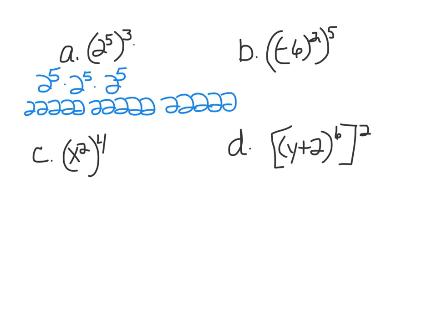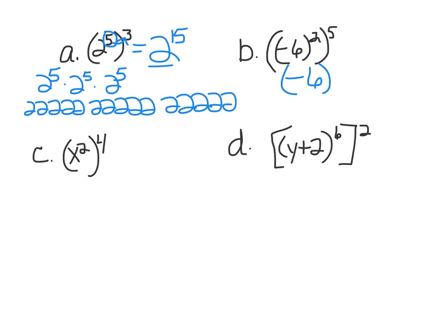And so when you write your base of 2, and then you use 2 as a factor 5 times, and then you do that 3 times, you get 2 as a factor 15 times. So it's 2 to the 15th. So the shortcut on this is your base is 2, and when you have an exponent raised to another exponent, you multiply the exponents. 5 times 3 is 15. On example B, our base number is negative 6.